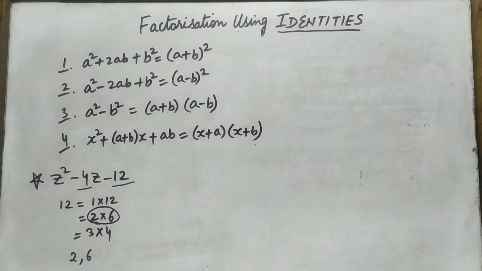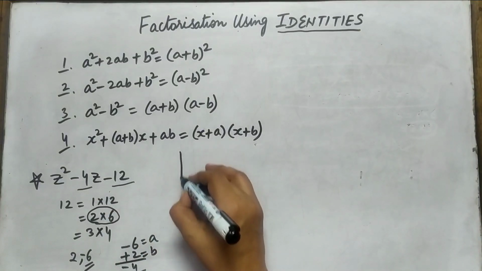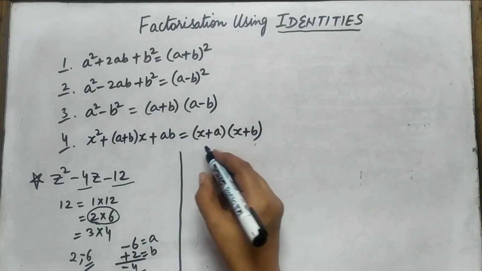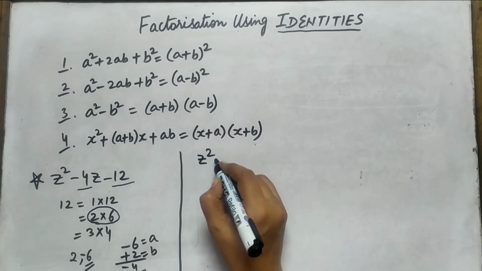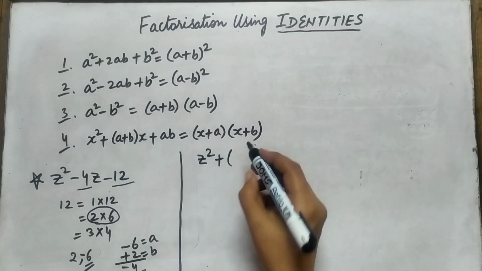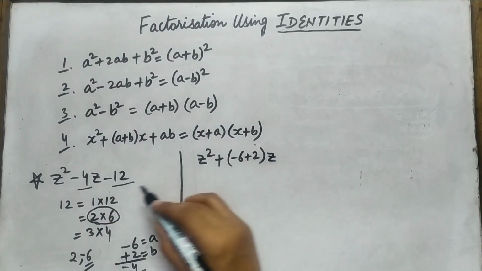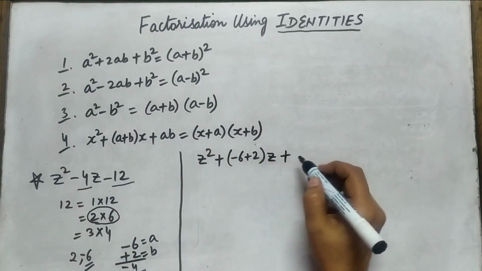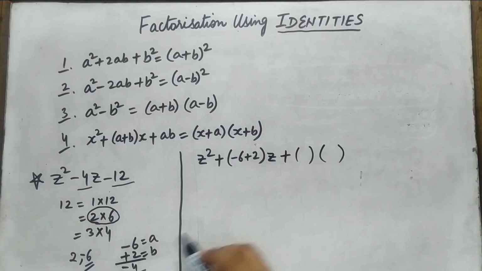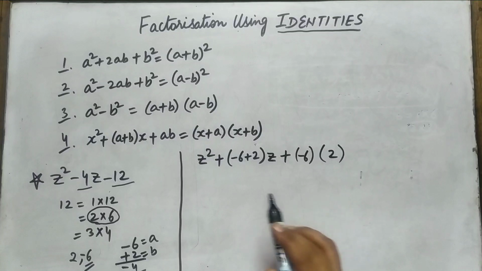But we have minus 4. So the 6 should have minus in front of it, meaning minus 6 plus 2 will give us minus 4, and these are our a and b. We write the sum in the form of the left hand side, that is z square, plus then a plus b, minus 6 plus 2, and then z, the variable, and the last term has an addition sign because of the formula, and in product we write a and b, that is minus 6 and 2. Let us check.